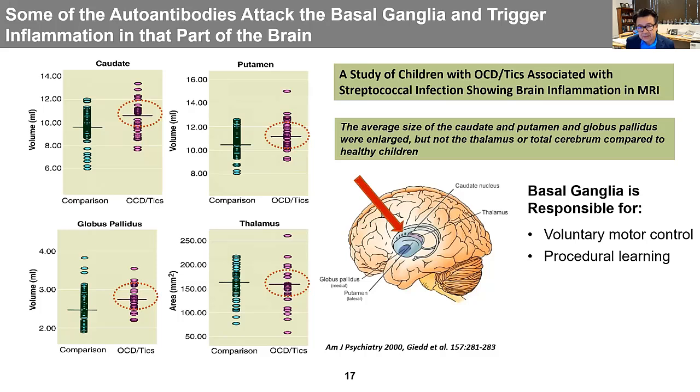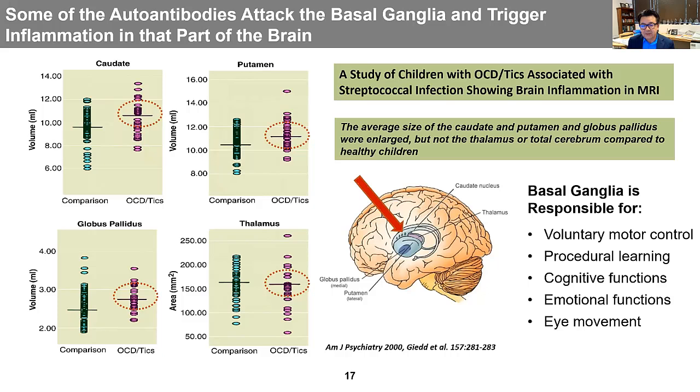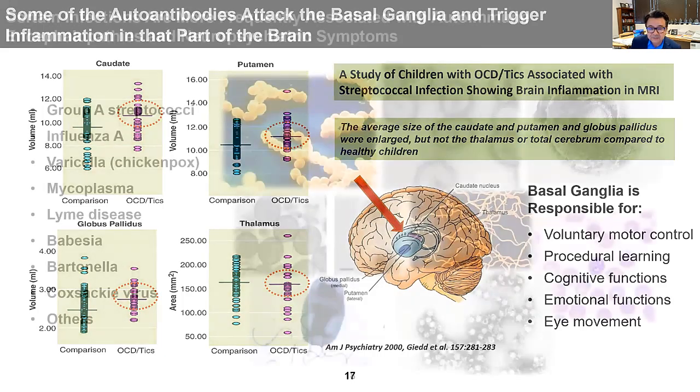Procedural learning, you can see correlation with brain fog and cognitive complaints, cognitive functions, and then emotional functions. Basal ganglia is involved with that. So you can see the connections between the different types, anxiety and fear and phobias and things like that. And even eye movement and mydriasis, you can see that in certain patients. So there is a really good direct correlation between the function of the basal ganglia and the symptoms that patients would exhibit that have these autoimmune antibodies.